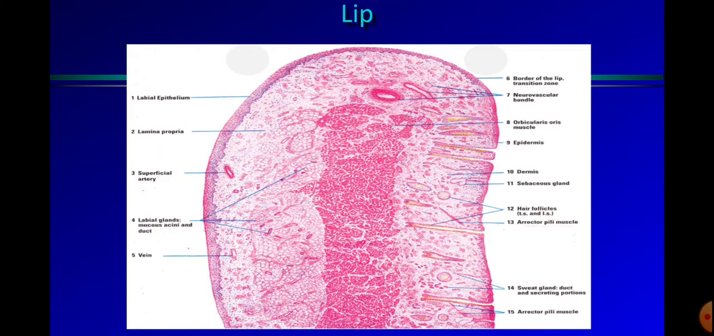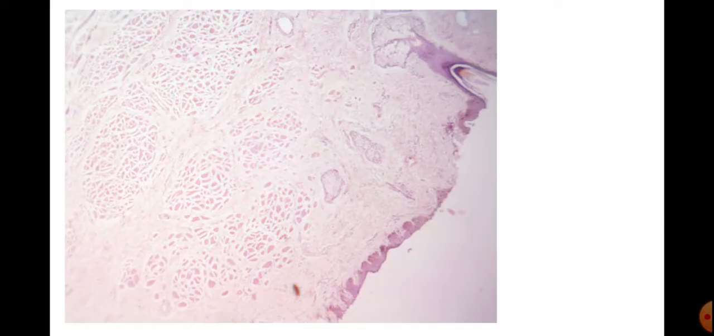Okay, now we'll go to see the slide, how the slide looks. Okay, so here this is the histological picture of the lip under 5x magnification. This is the low power view under 5x magnification. Here one can find that this is one of the ends, the outer aspect, and this epithelium is the stratified squamous keratinized epithelium.